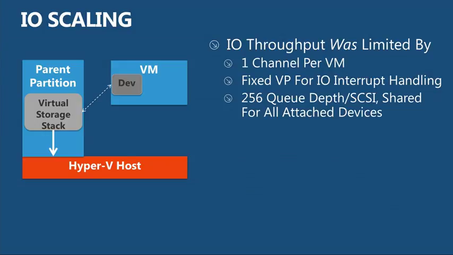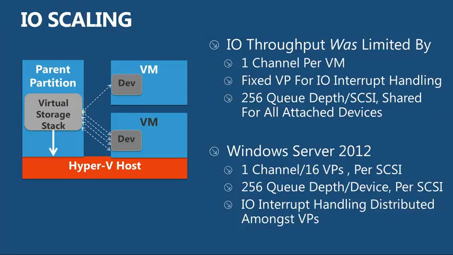So the changes we made, first, we now do one channel per 16 virtual processors per SCSI device. So once you start getting to these 32, 64 virtual processor virtual machines, you're getting a lot more channels for communication. We changed our queue from being per SCSI adapter to being per device. And finally, we changed our I/O handler so that instead of being scheduled and assigned to a single virtual processor, it could be scheduled across multiple virtual processors. All these changes combined are what allowed us to go as high as 1.3 million IOPS from a single virtual machine.